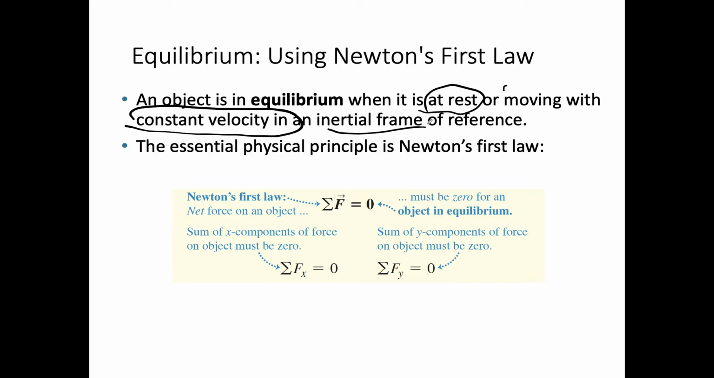Now when an object is at rest or moving at a constant velocity, then we can make a statement that the net force on this object is 0. And if we do our analysis in 2 dimensions, net force equals 0 means net force in x is 0, net force in y is 0. Because if either of them is not 0, your net force is not 0. So they have to be 0 at the same time. Net force equals 0 means net force in x direction is 0, net force in y direction is 0.